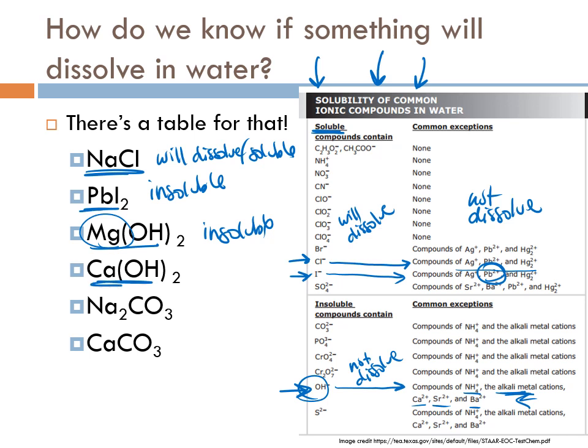How about calcium hydroxide? Still here looking at hydroxide, but notice that calcium is on our exceptions. So hydroxides won't dissolve except when they're with calcium, and so this actually is soluble. It will dissolve. These are the last two I want you to do on your own here in Edpuzzle.